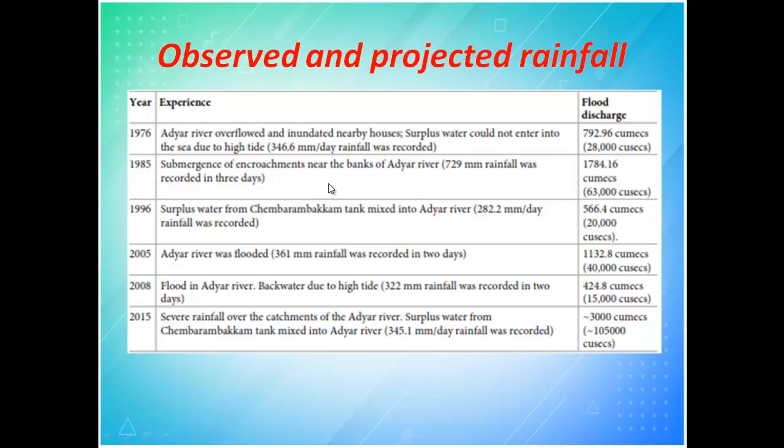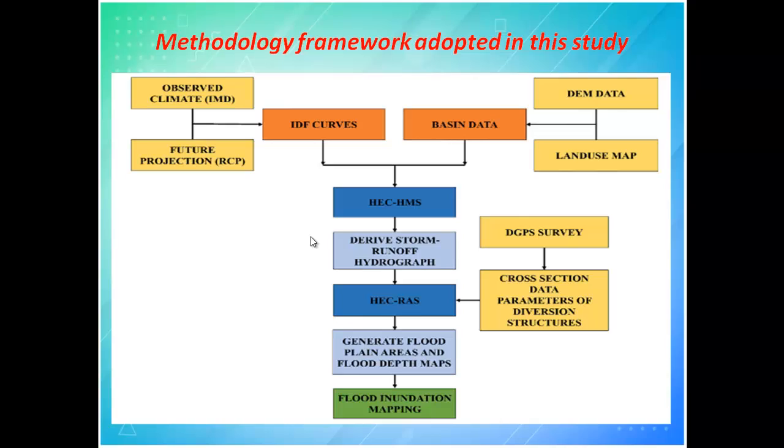So initially it was very high, in 85 it was very high, but in general it is around 300 mm. Okay, and this is how they are going to do that simulation. So observed climate, future projection. From this observed and future data they try to draw the IDF curve.